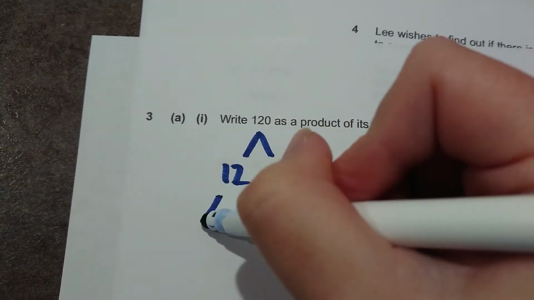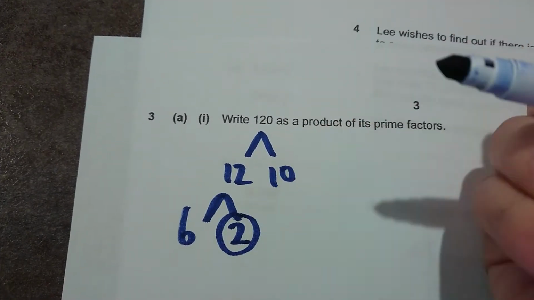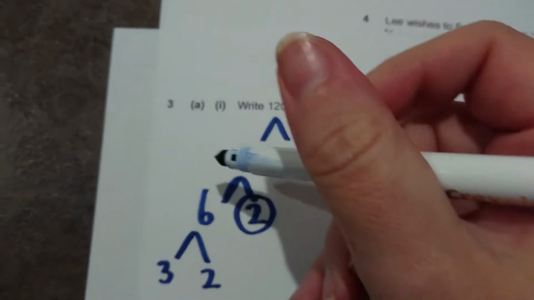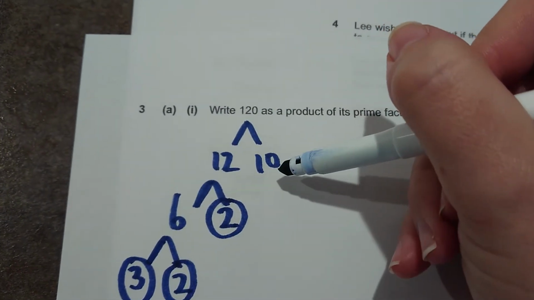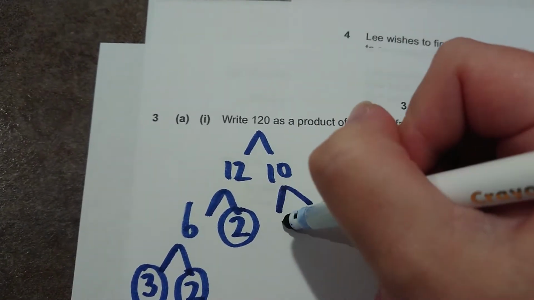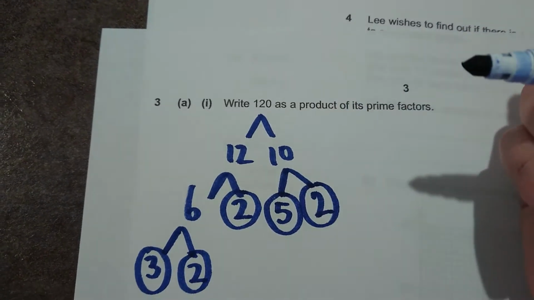Well, 12 I can split up into 6 times 2. 2 is a prime number, I can't split that up anymore, but 6 I can split up into 3 and 2, and they are both prime. The number 10 here, you can split up into 5 and 2, and they are both prime as well.